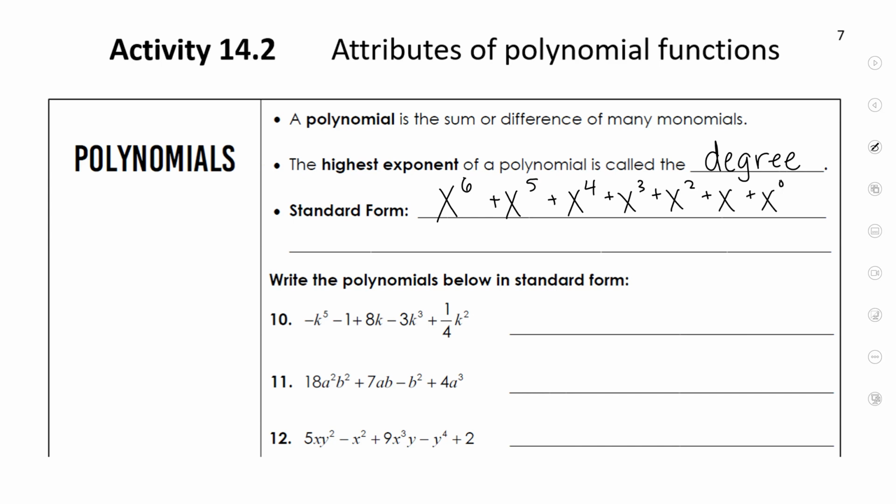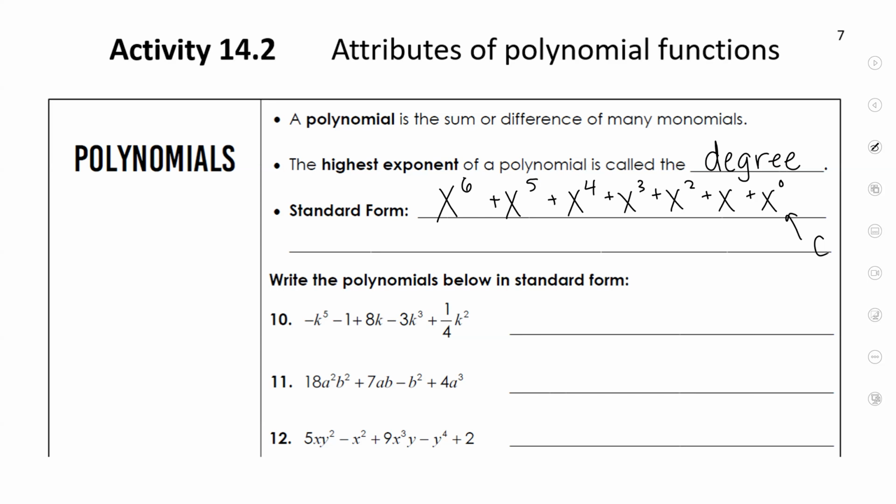Do you guys know what x to the 0 is? 1. So x to the 0, this is just your constant. You also see it written as c, okay? X to the 0 is just 1, a constant. Okay, so that's standard form. It goes in decreasing order.